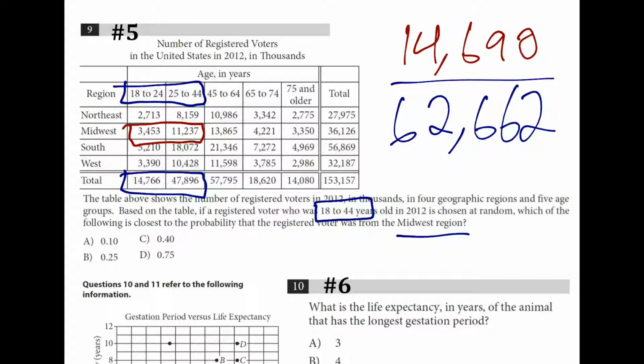14,690. Since this is the calculator portion, we could divide this out and get a very precise answer. But this is about 15, and this is about 60. 15 goes into 60 about 4 times, so it's about 1/4. B, 0.25, is the best answer.